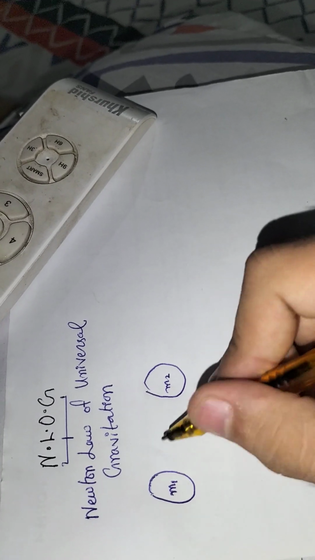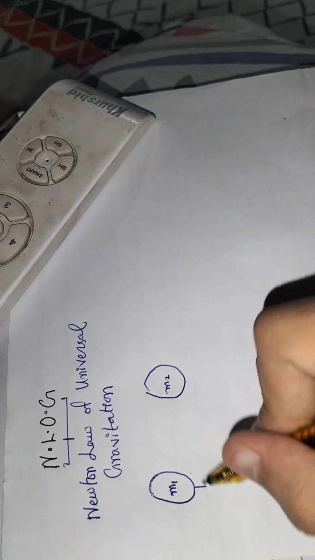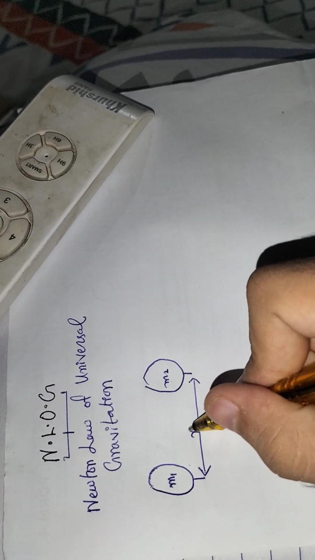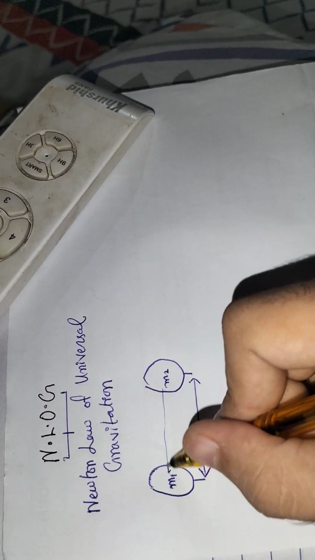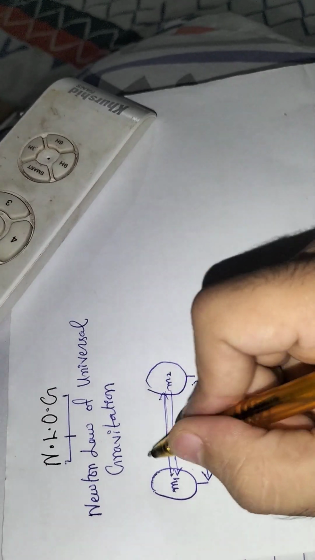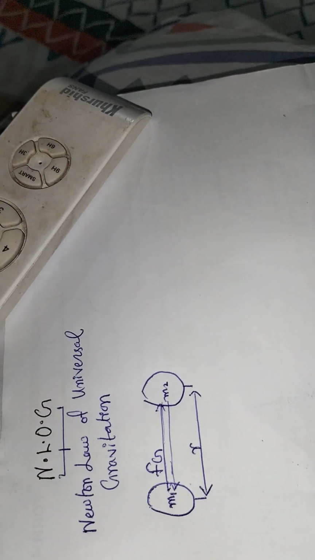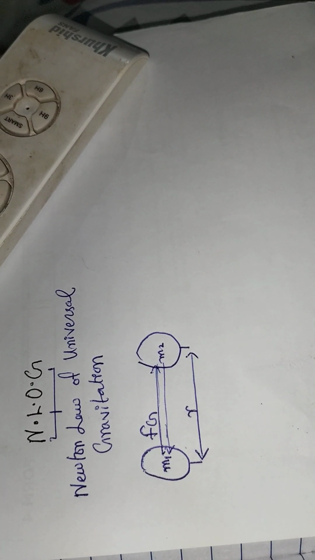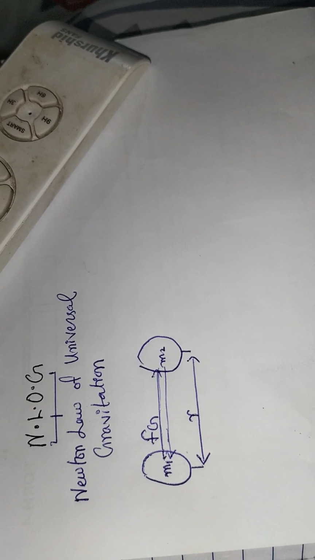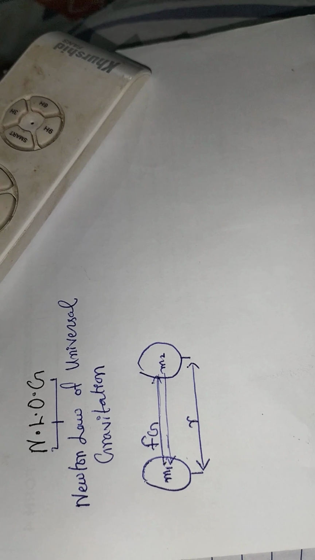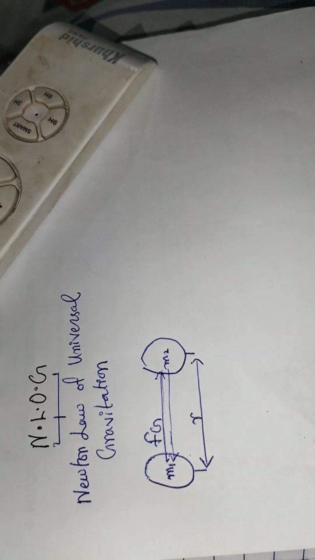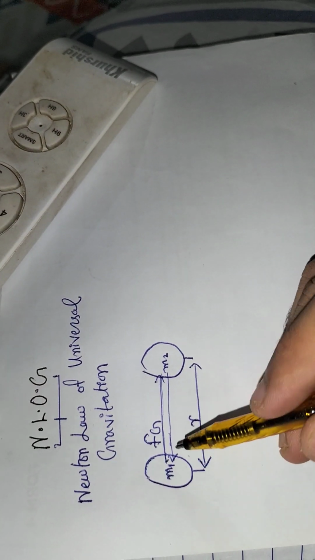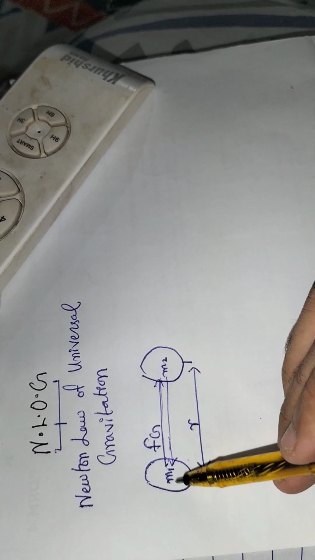Okay, and the distance between these two is r, and the force which is applied here is called the gravitational force. So the statement says that every object in the universe attracts each other due to the gravitational force, and due to this Newton law of gravitation, we have two equations. The force is directly proportional to m1 and m2.